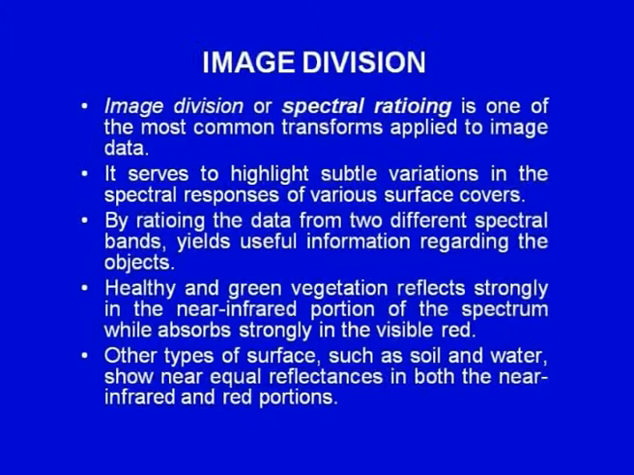Image division, or spectral ratioing, is one of the most common transformations applied to image data. It serves to highlight subtle variations in the spectral response of various surface covers. Ratioing the data from two different spectral bands yields useful information regarding the objects.